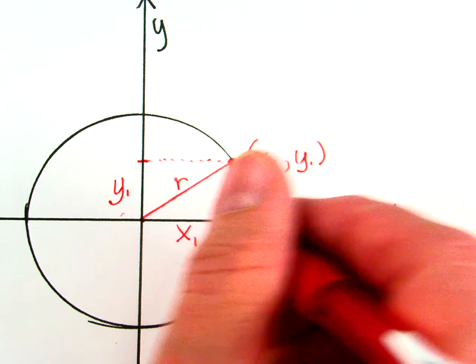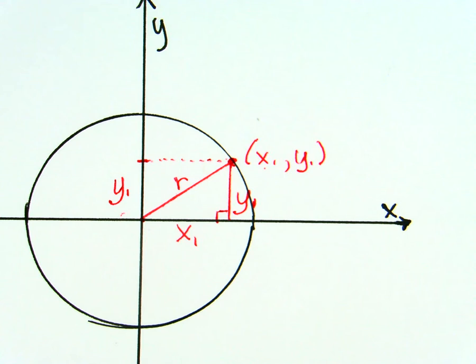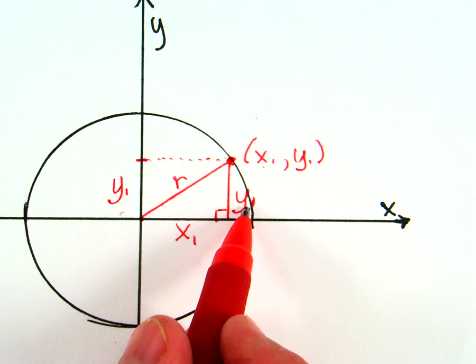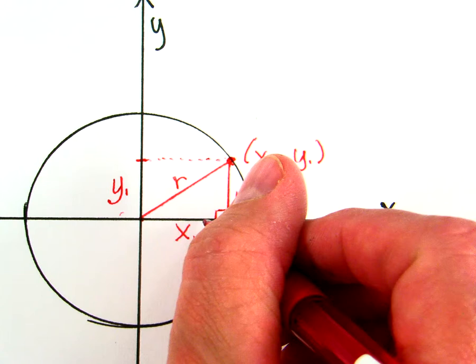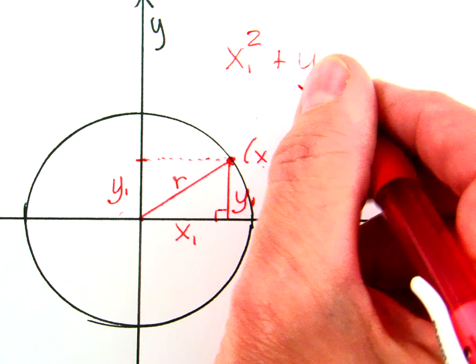I'm wondering if there's any relationship I could see there. I wonder if that Greek guy, Pythagoras, could help us with the relationship between x1, y1, and r. I think he could. A squared plus b squared equals c squared. The sum of the squares of the sides of a right triangle is equal to the square of the hypotenuse. Indeed, it is. So x sub 1 squared plus y sub 1 squared is indeed equal to r squared. Wow, who'd have thunk it?